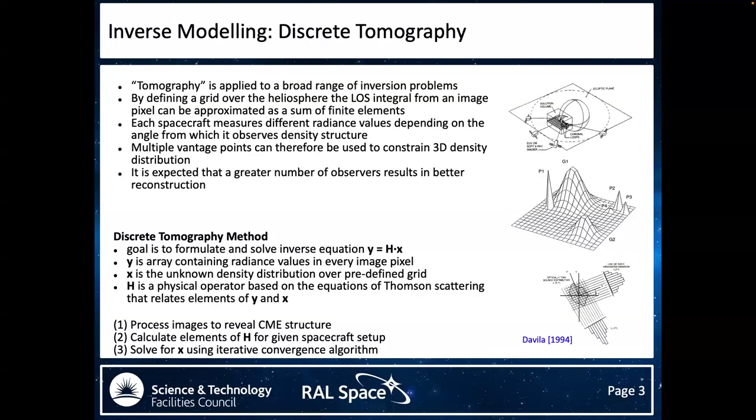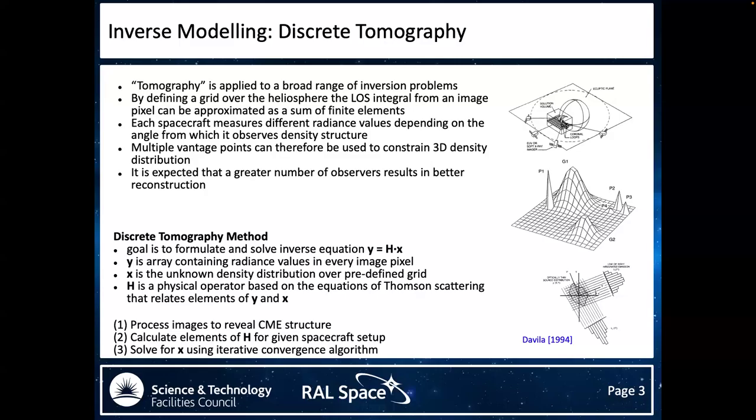So first of all, I should explain what I mean when I say tomography. Tomography is a word that's used to describe a very broad range of methods. So specifically here, I'm talking about discrete tomography. What we do is we take the heliosphere, we divide it into a three-dimensional grid. As Kurt explained quite thoroughly earlier, Thomson scattering is dependent on an integral along your line of sight. And so the density distribution along your line of sight determines what you see in an image pixel. By dividing the heliosphere into a 3D grid, you can approximate that integral as a sum of finite elements, where each element is a contribution from an individual grid cell.